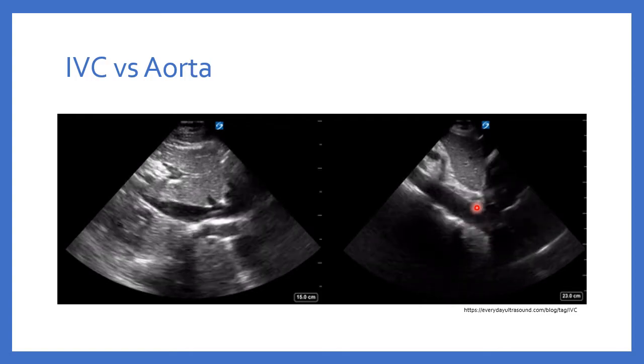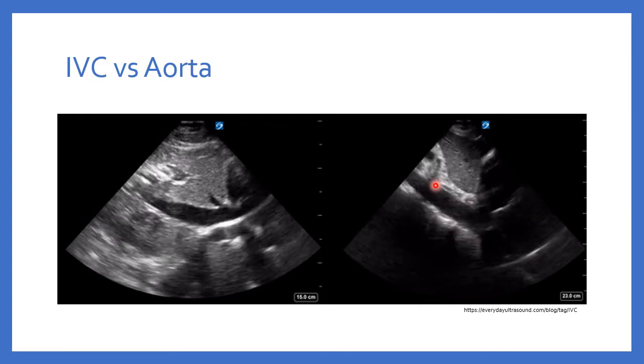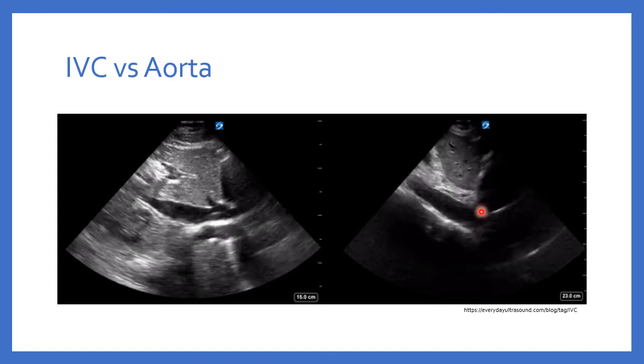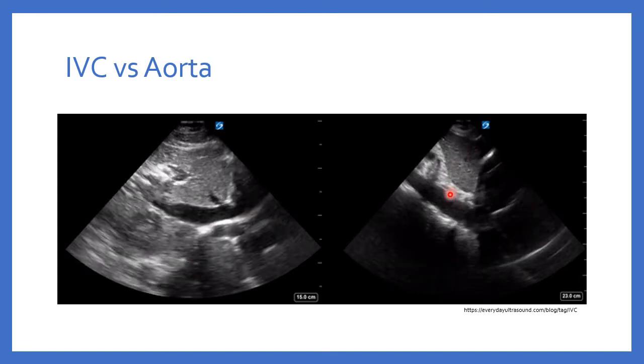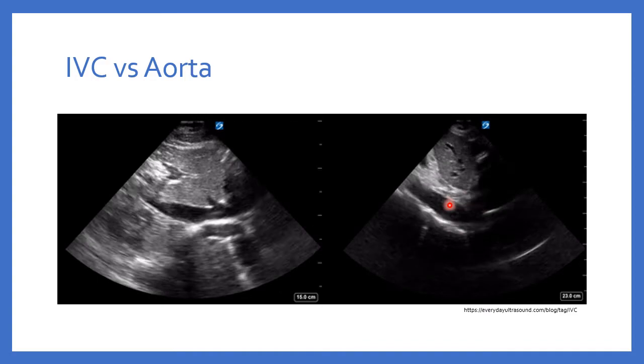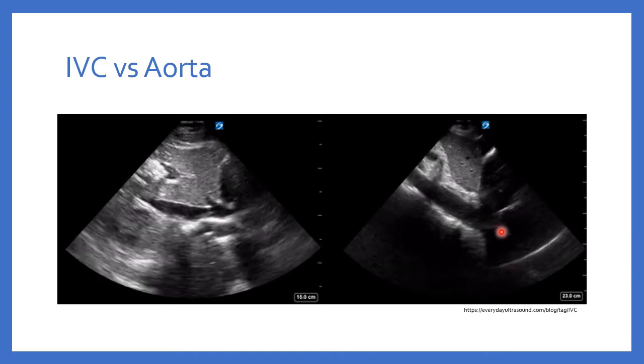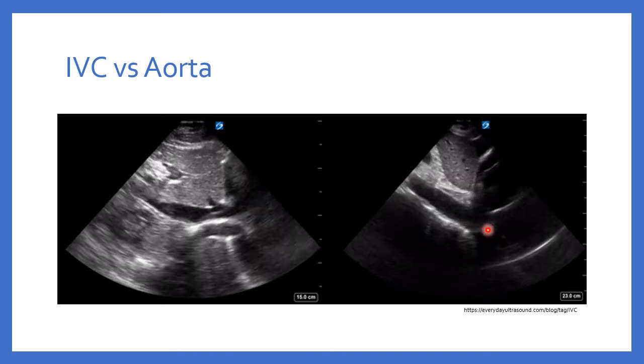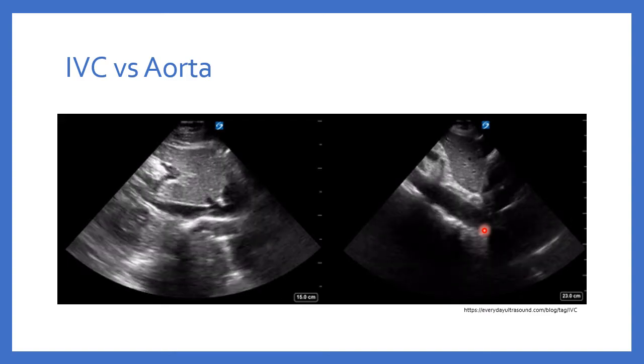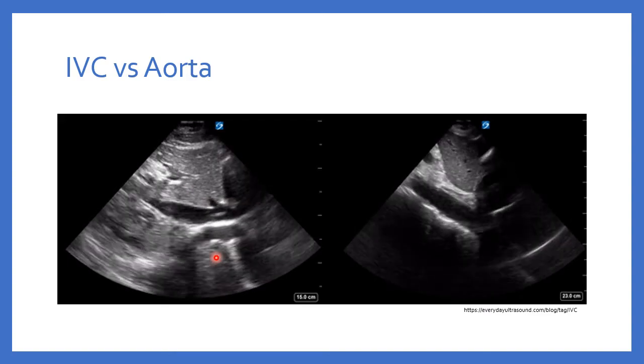The aorta has a much thicker wall, and the aorta is fully outside of the liver. So the liver is up here, the aorta is down below, and even though it looks like it's emptying into the heart, this is actually just the descending aorta that's next to the heart. So make sure you're looking at the difference between these two.